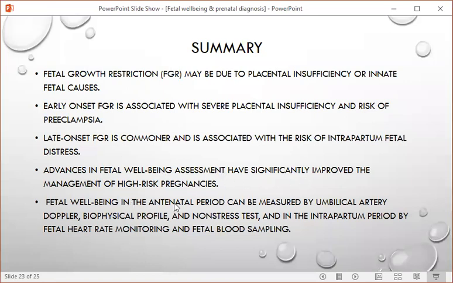So fetal well-being in the antenatal period can be measured by umbilical artery Doppler, biophysical profile, and non-stress test, and in the intrapartum period by fetal heart rate monitoring and fetal blood sampling.